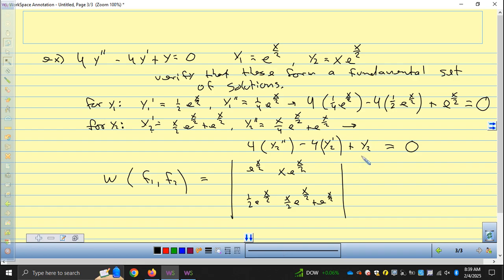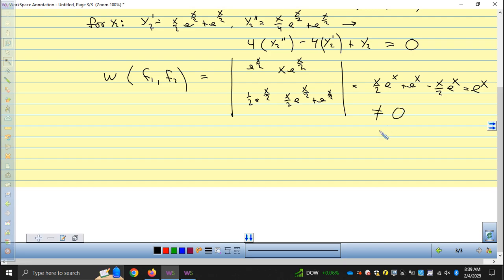And when you do this, after a little simplification, I'm going to distribute here and multiply here. We get x over 2 e to the x plus e to the x minus x over 2 e to the x equals e to the x, which is not 0 on negative infinity to infinity. So the Wronskian is not 0. So those solutions are linearly independent.